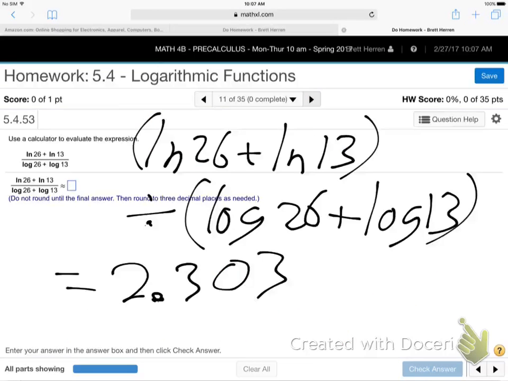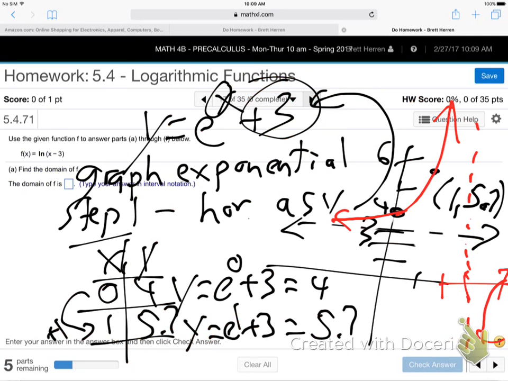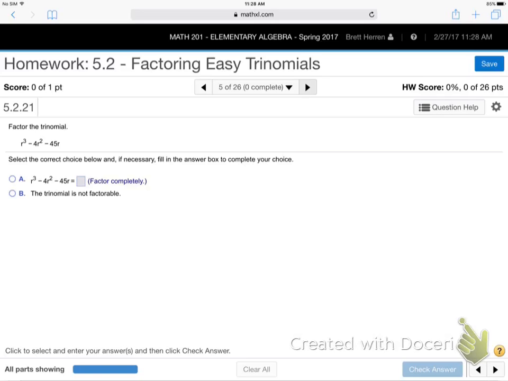Okay, so let's keep going. Where am I? Wait, what am I doing? I'm in the total. All right. So there we go.